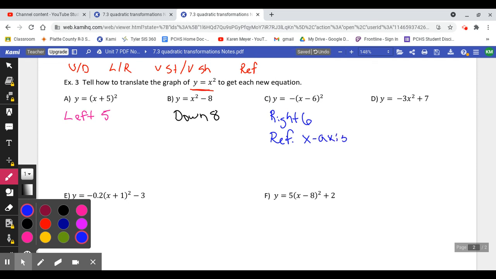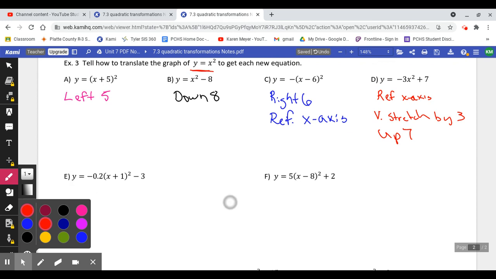Okay, D. Well, I see a negative out in front, so the negative out in front means reflection. Then I see a number in front of x squared, and that number is 3. Don't count the negative because the negative already means reflection, so only the number 3. 3 is larger than 1, so that's going to make it a vertical stretch by 3. And then plus 7 at the end, that means up 7.